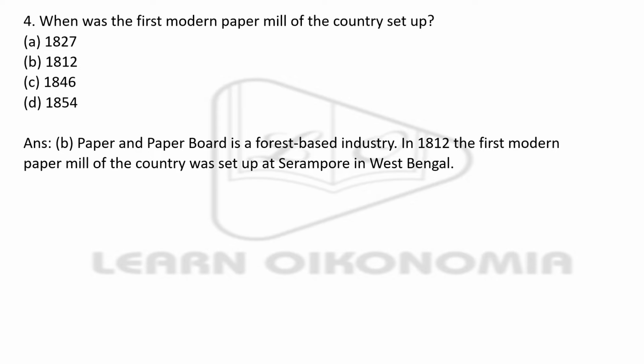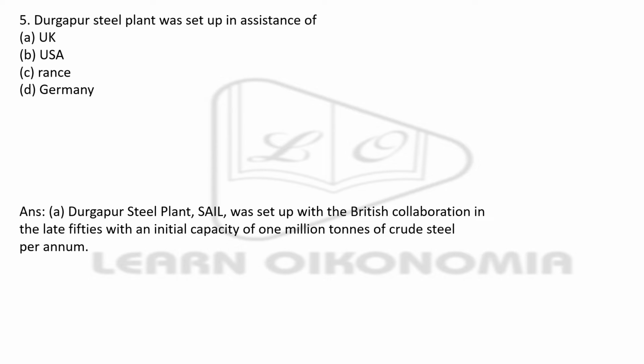Next, Durgapur steel plant was set up with the assistance of what? USA, UK, France, Germany. The right answer is option A, this steel plant was set up with the collaboration of the British Empire. And it happened in the late 1950s, with 1 million tons of crude steel per annum. This was the initial capacity of the steel plant, okay.